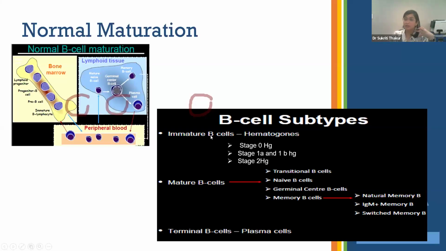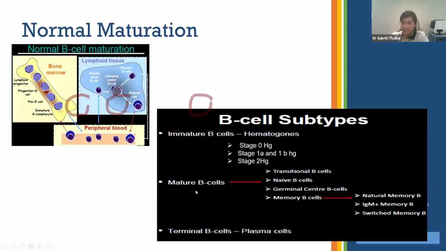There is a terminology called hematogones. Hematogones is the term given to the very early B cell precursors, and they have been divided into stage 0, stage 1, and stage 2 hematogones. I will just tell you the importance of these stages.